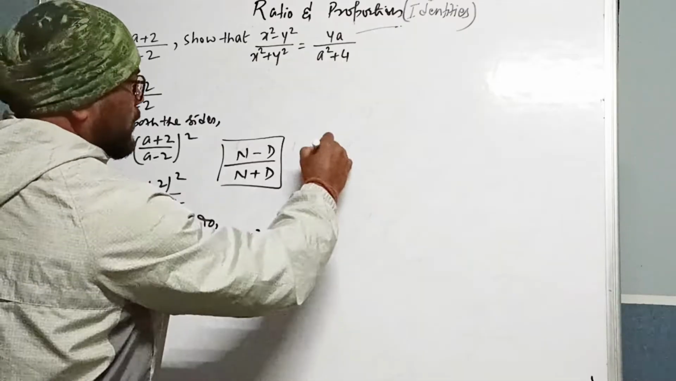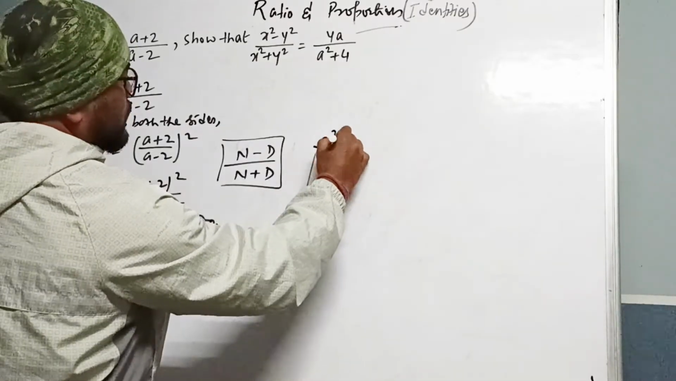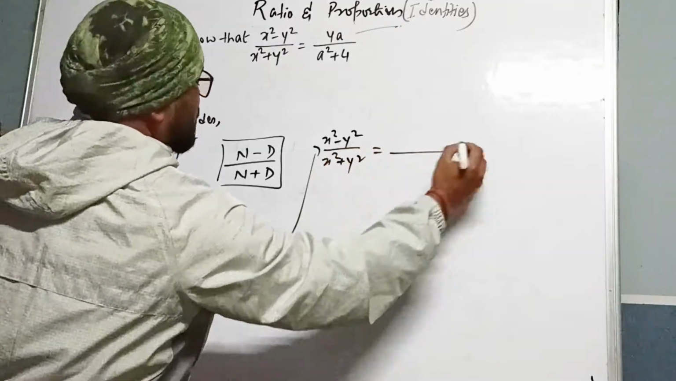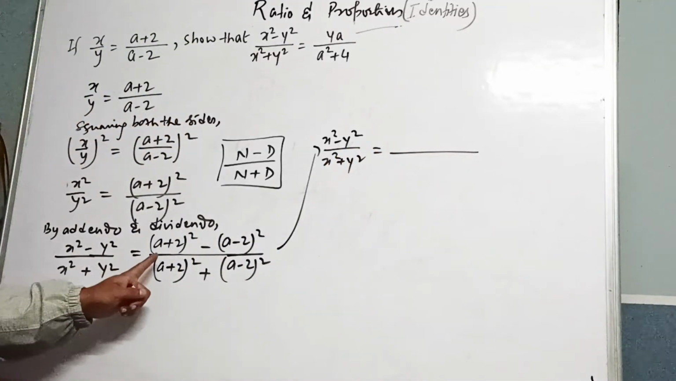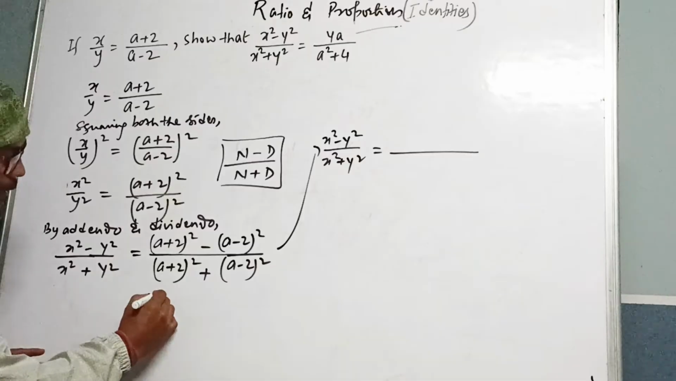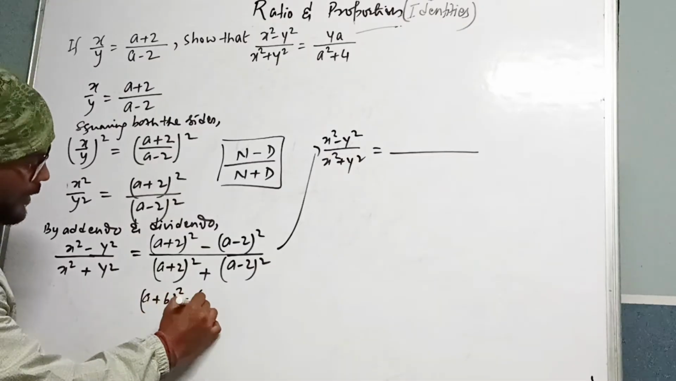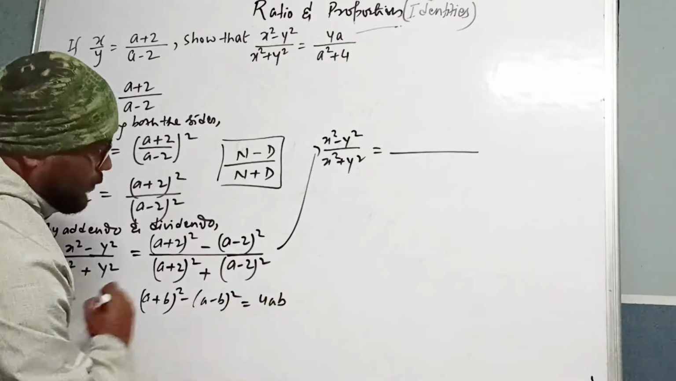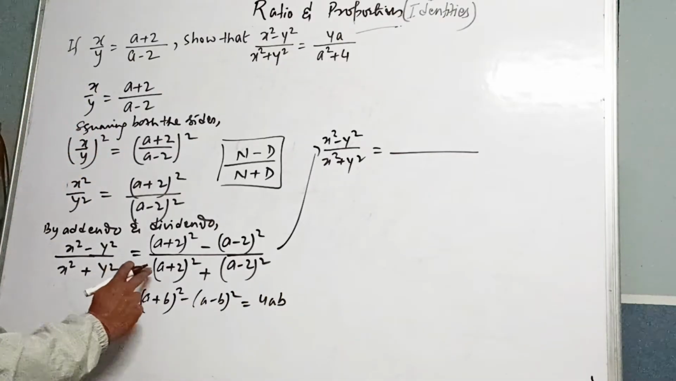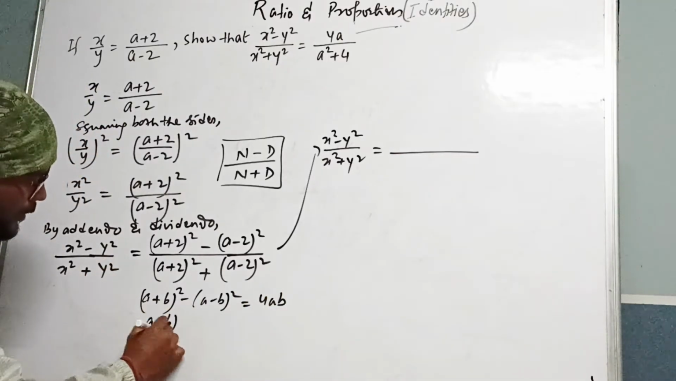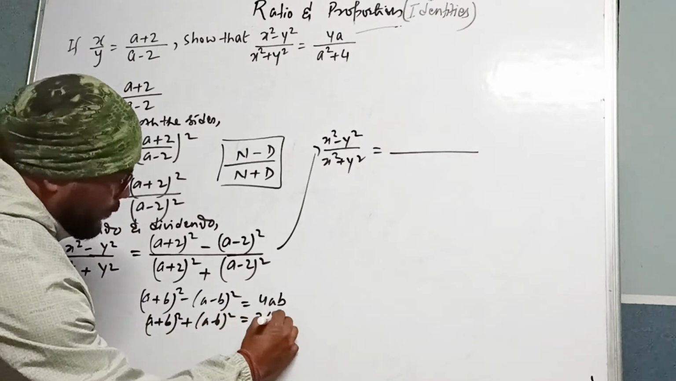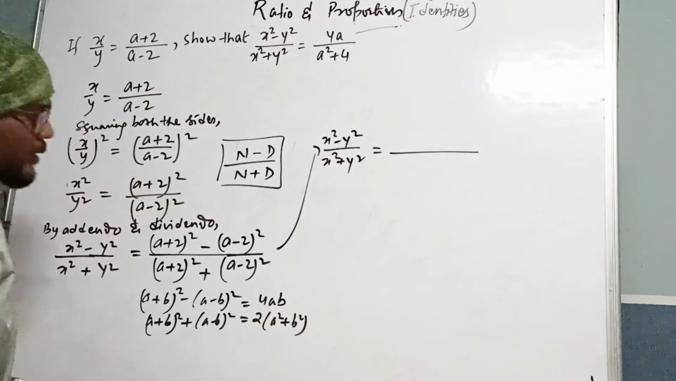Now let's come here. x square minus y square by x square plus y square equals. I think you know the formula: (a plus b) whole square minus (a minus b) whole square, you will get your formula as 4ab. And the next formula: (a plus b) whole square plus (a minus b) whole square equals 2 into (a square plus b square).